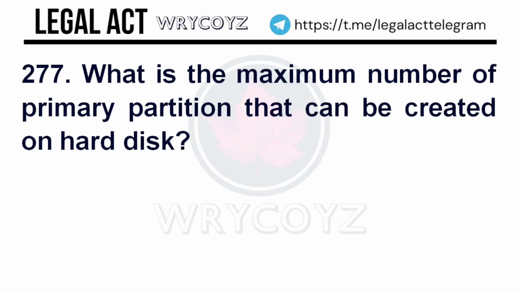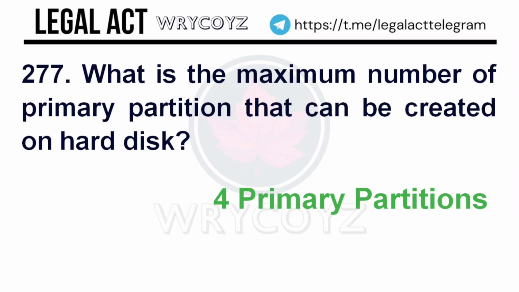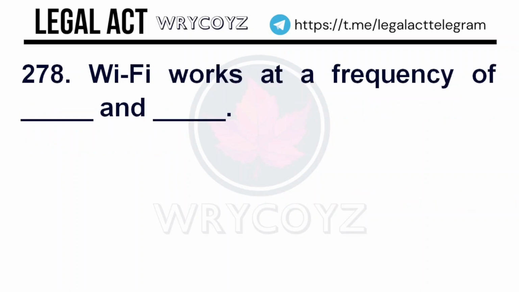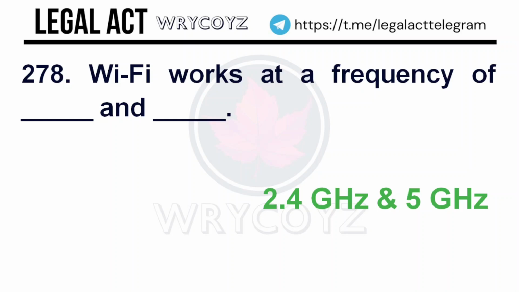277. What is the maximum number of primary partitions that can be created on a hard disk? The answer is 4 primary partitions. 278. Wi-Fi works at a frequency of dash and dash. The answer is 2.4 GHz and 5 GHz.